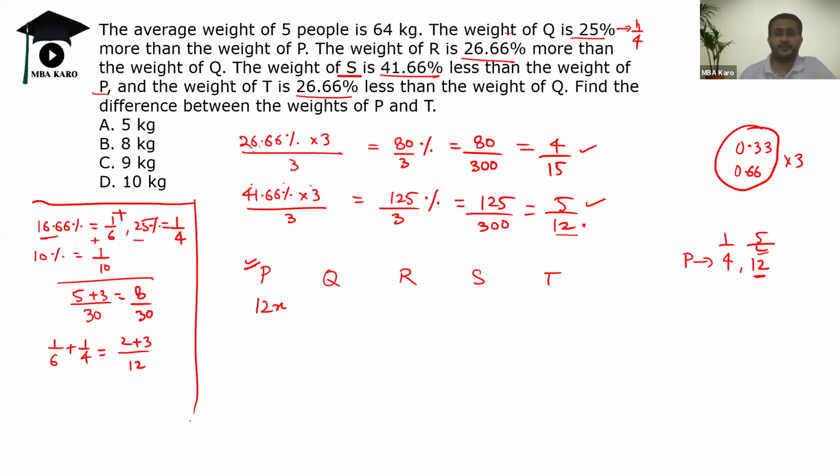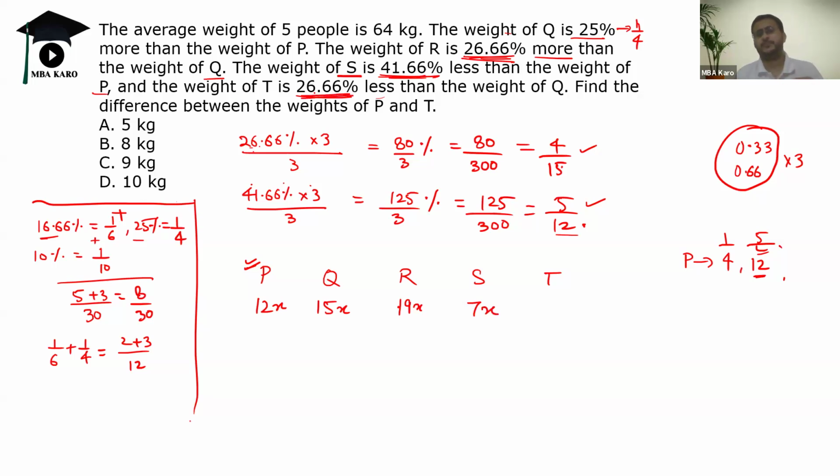Now Q is 25% more. 25% means 1/4. 1/4 of 12x is 3x, so Q is 15x. Watch the class on percentages if you have not watched, then only you will be able to understand this reasoning better. There we discussed all these fractions. R is 26.66%, 4 by 15 more than Q. Q is 15x, 4 by 15 of 15 is 4, so R will be 19x. S is 5 by 12 less. P is 12x, 5 by 12 will be 5x less, that is 7x.